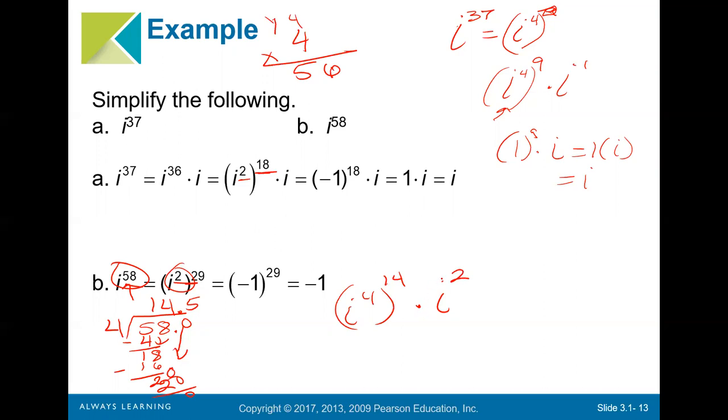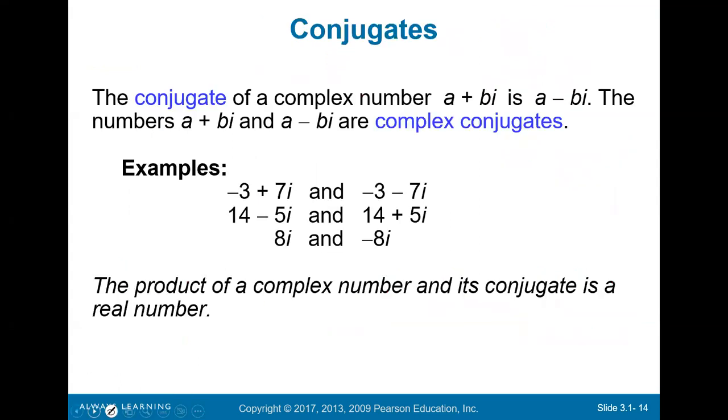If you're unsure, let's do it again. 4 times 4 is 16. Carry the 1. 4 times 1 is 4, plus 1 is 5. That's 56. 56 minus 58 leaves me with 2. Okay, we're good. i to the 4th is 1. i squared is negative 1. Now 1 to the 14th is just 1. 1 times negative 1 is just negative 1. So I did extra stuff so you don't have to. So there are 2 different ways to solve this. You choose the one that's best for you.